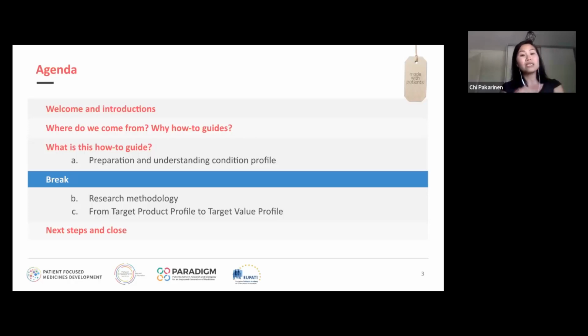So we have divided it into 3 sections: preparation for collaboration and understanding condition profile first. Then we'll take a quick break, after which we will go into the research methodology, and then also the last part of the guidance, which is from target product profile to target value profile. This guidance has been created with the early discovery and preclinical stages in mind, but we think that it might be useful for others as well. So stay tuned and welcome to join us today.